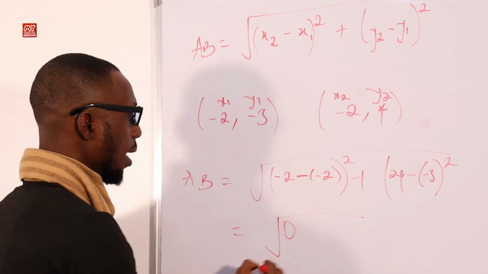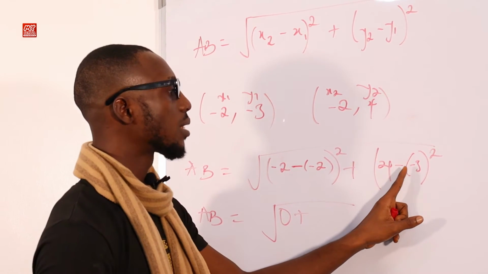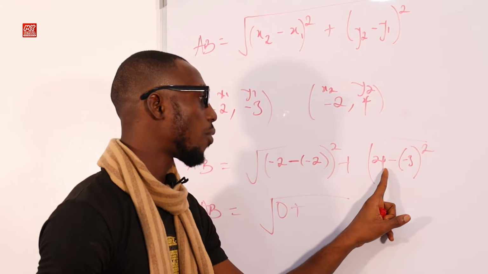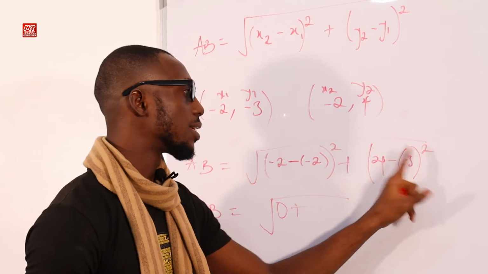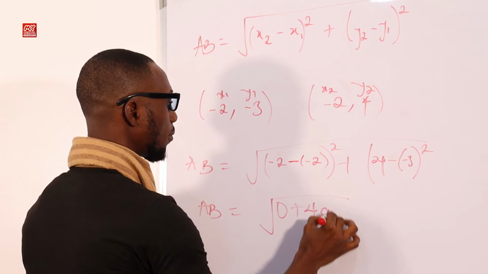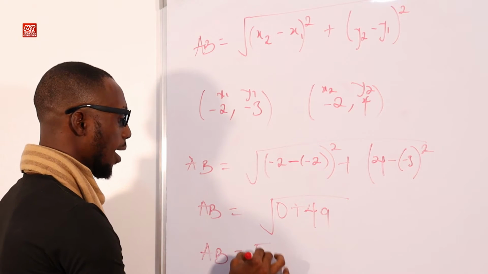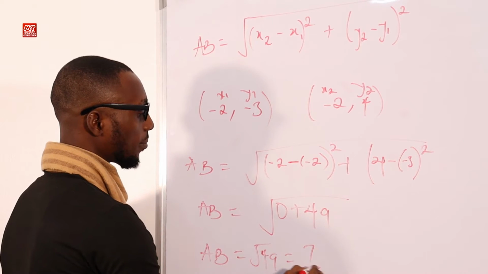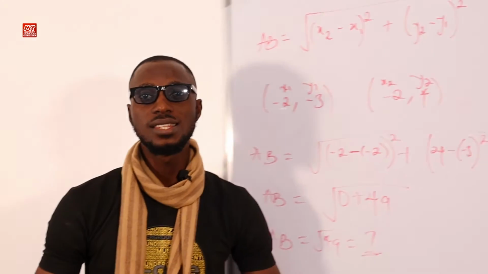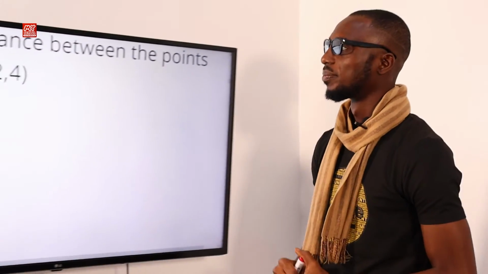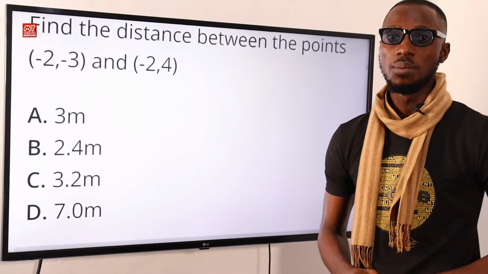Let me just pull it out. I have 0 plus, minus times minus is plus, 4 plus 3, that is 7. 7 raised to power 2 is 49. 0 plus 49 will still give us 49. So we are looking for the square root of 49, and that is 7. So the distance between these points is 7. Let's go back to the screen to select the correct option. We can see option D, 7.0 meters, as the correct option.